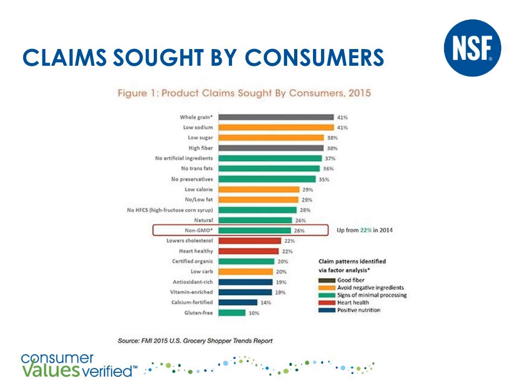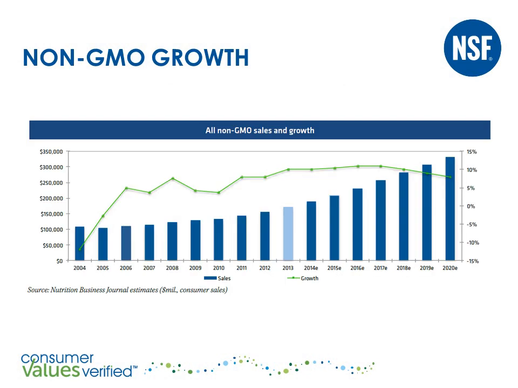So this slide just shows that about 1/4 or 26% of consumers across all grocery shopping channels sought products making non-GMO claims. And this was a report from 2015 for a Grocery Shoppers Trend Report. And we can see that that's growing. The projected growth of the non-GMO labeled products is expected to continue at a healthy 5 to 10% rate into 2020. And that's according to estimates by the Nutritional Business Journal.